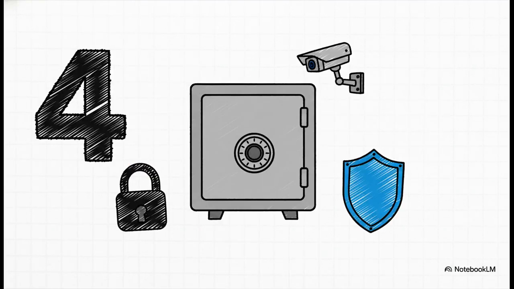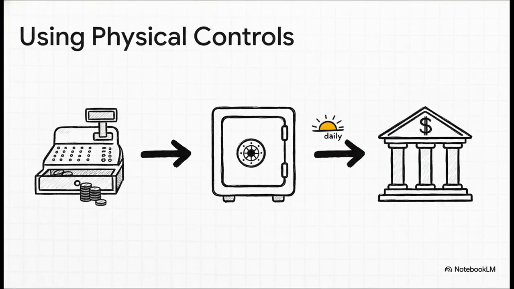Okay, now we get to the one that feels most like old-school security: physical controls. This is all about safeguarding the cash itself, with actual physical barriers and smart procedures. It's basically about making the money physically difficult for an unauthorized person to get their hands on. This covers the obvious stuff, right? Using safes, using cash registers with locks.